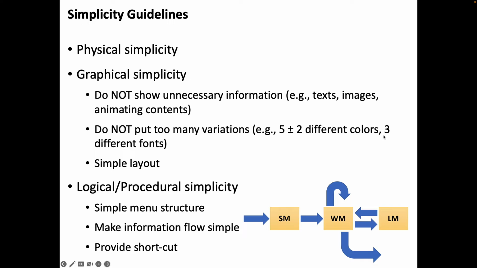For example, colors. The number of colors should not be 10 or 20. 2, 3 color differences, 2, 3 font differences. Those are allowed for the simplicity. But if you use too many different colors, too many different fonts, too many different text sizes, people are not easy to understand what is the important information from the site. And the layout could be simple.